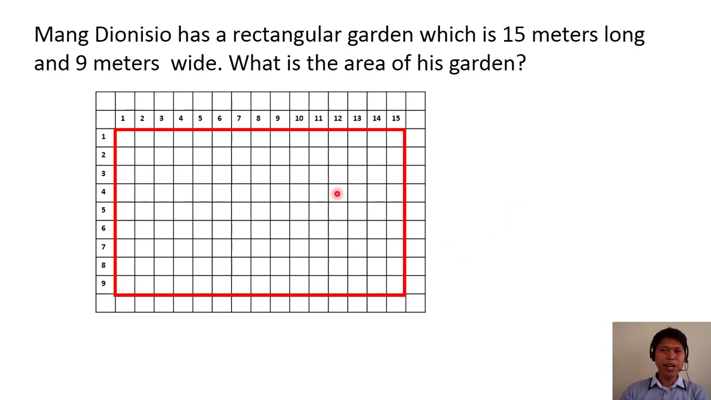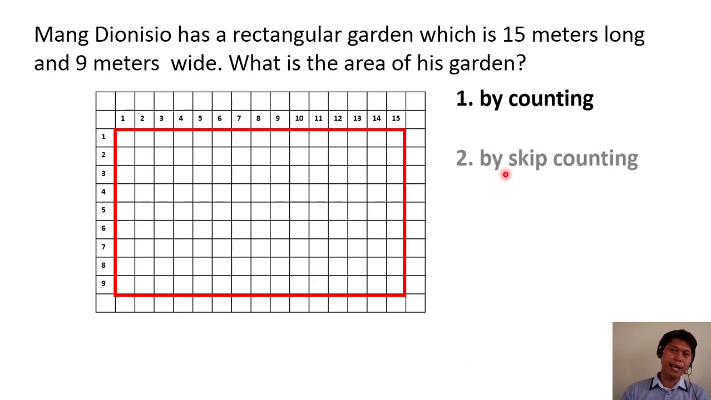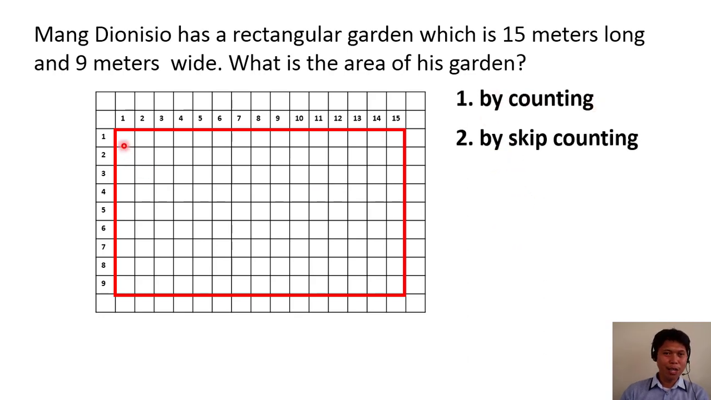Okay, to solve for the area of this, of course we can have different solutions. We can do it by counting, so just counting the number of squares, or skip counting. It could be skip counting by 9 or skip counting by 15 to make it faster. Or you can use an algorithm using the formula. Okay, so let's start by counting.